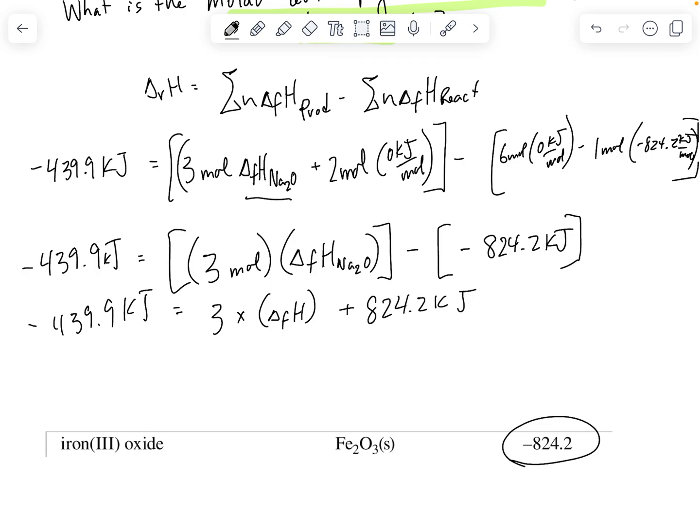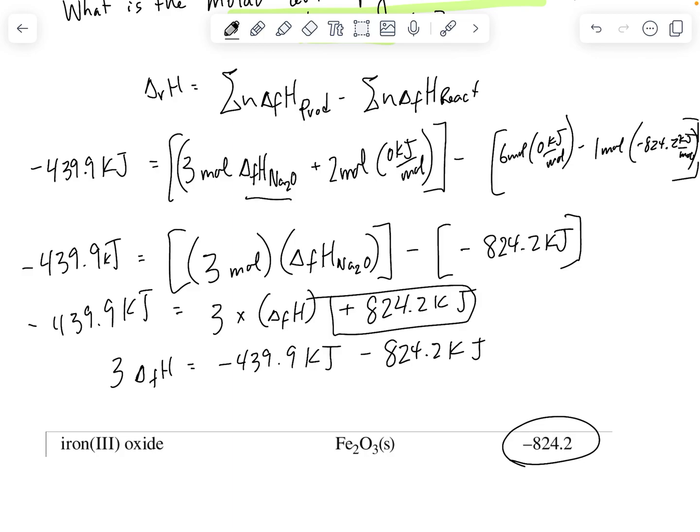824.2 kilojoules. And so 3 times the formation enthalpy is going to be equal to the negative 439.9 kilojoules minus 824.2 kilojoules, because I've taken this to the other side, right? And so my 3 mole times the formation enthalpy is going to be equal to negative 439.9 minus 824.2.